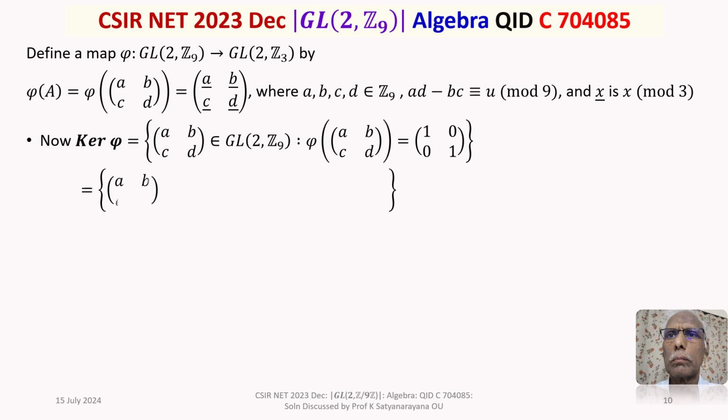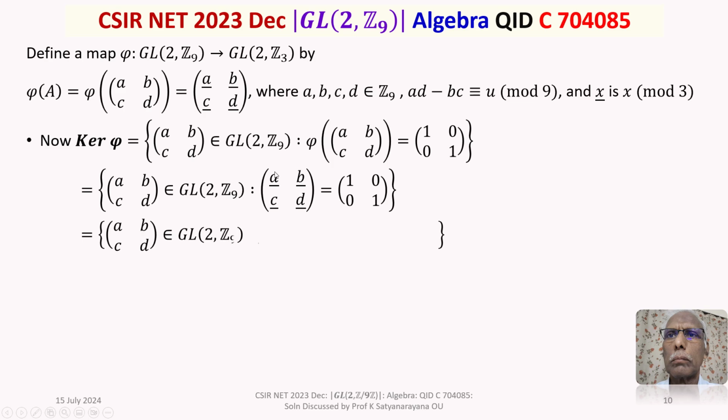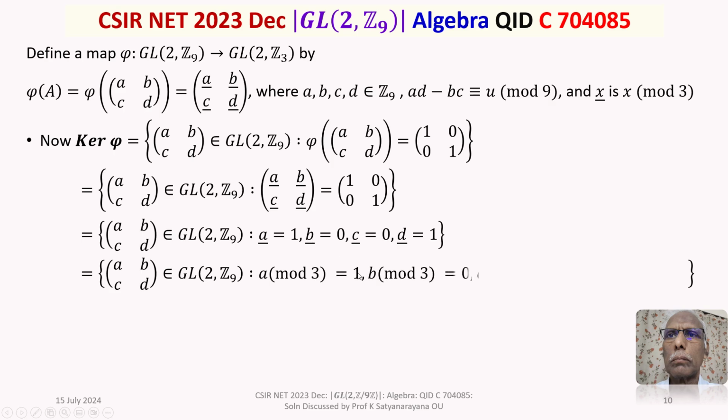So that means phi of ABCD is A underscore B underscore C underscore D underscore is equal to 1 0 0 1. And that is equal to A underscore is 1, B underscore is 0, C underscore is 0, D underscore is 1. What is A underscore? A mod 3. A mod 3 is 1, B mod 3 is 0, C mod 3 is 0, D mod 3 is 1. What is A mod 3 is 1? When A is 1, 1 mod 3 is 1. When A is 4, 4 mod 3 is 1. And if A is 7, 7 mod 3 is 1.